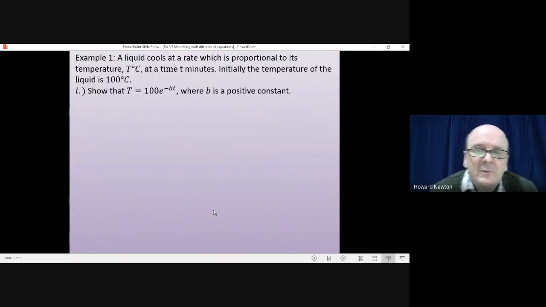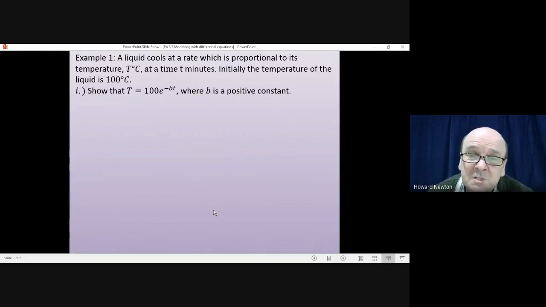Example 1. A liquid cools at a rate which is proportional to its temperature, T degrees C, at a time t minutes. Initially, the temperature of the liquid is 100 degrees centigrade. Show that T, the temperature, equals 100 e to the minus bt, where b is a positive constant.